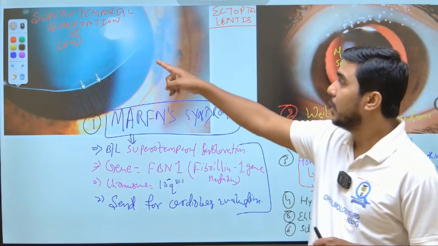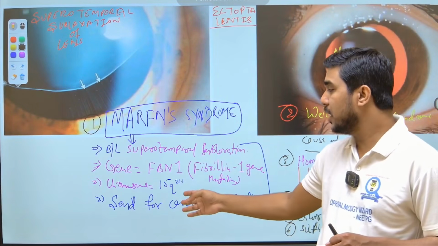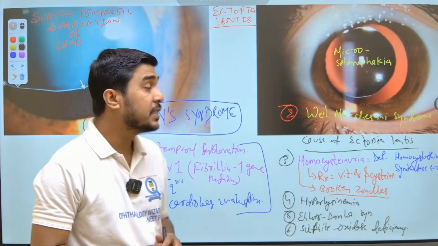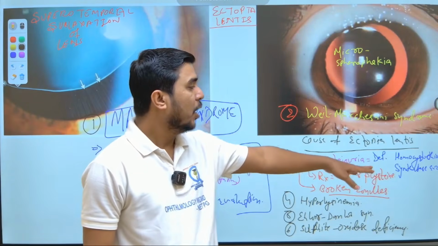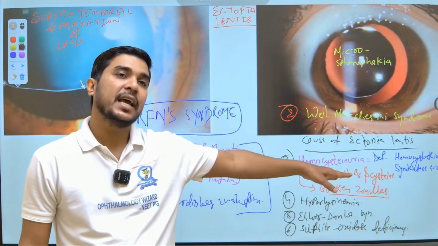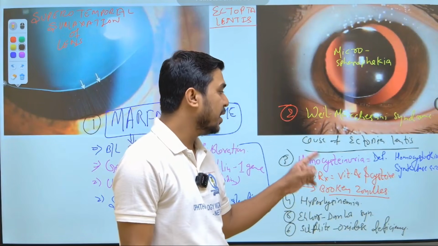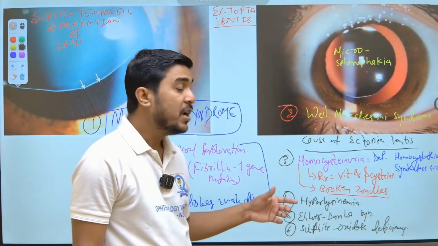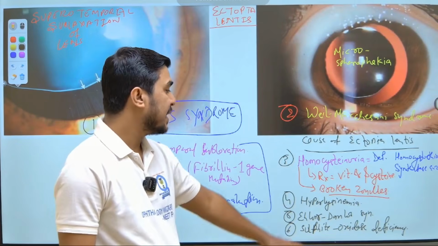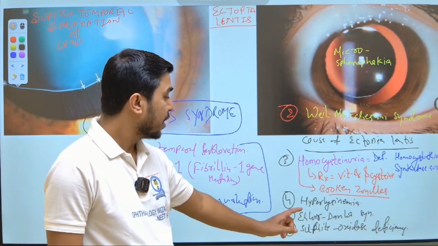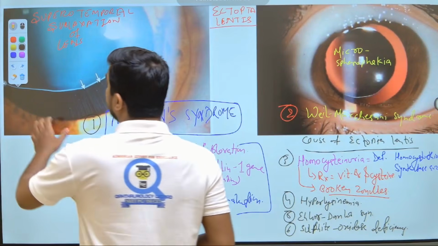One is Marfan syndrome, bilateral superotemporal subluxation, gene is fibrillin 1 on chromosome 15, and patient should be sent for the cardiology evaluation. Secondly, there is a microspherophakia because of Weill-Marchesani syndrome. Third cause is homocysteinuria, where there is a deficiency of cystathionine synthase. Because of that, there is an increased level of the homocysteine and methionine. So the treatment that you can give is vitamin B6 along with the cysteine, and in this homocysteinuria, there will be broken zonules. Other causes of the ectopia lentis are hyperlysinemia, Ehlers-Danlos syndrome, and sulfite oxidase deficiency. Understood? I hope this ectopia lentis is clear to you all.